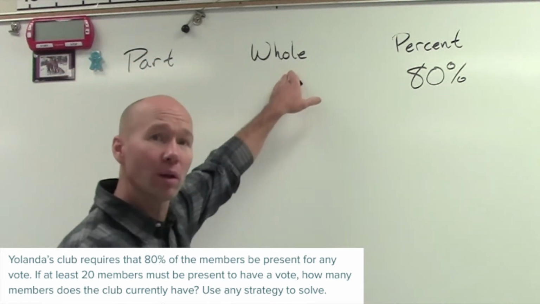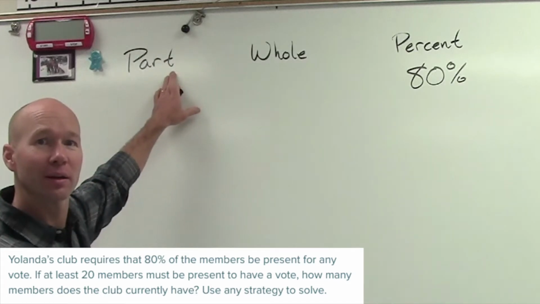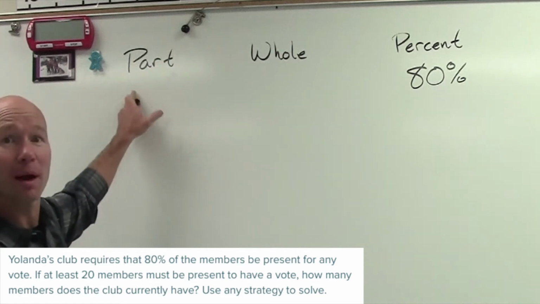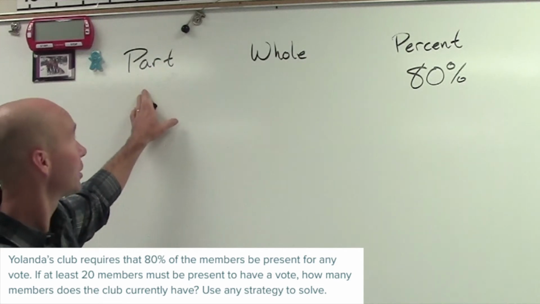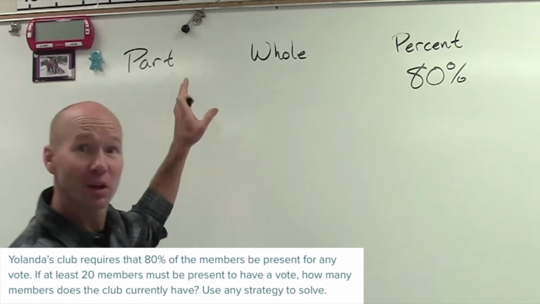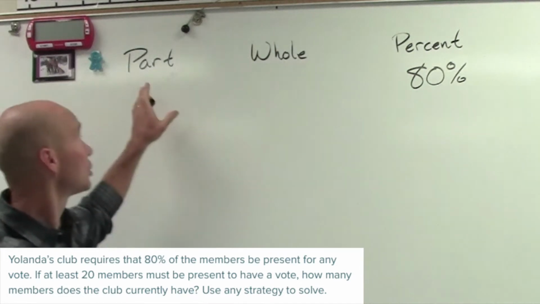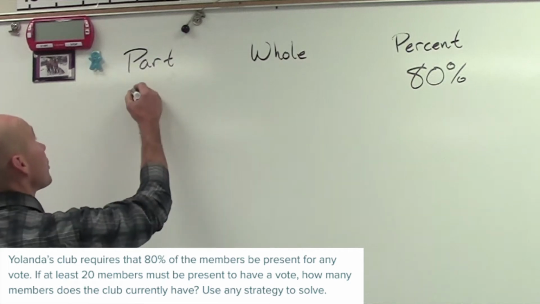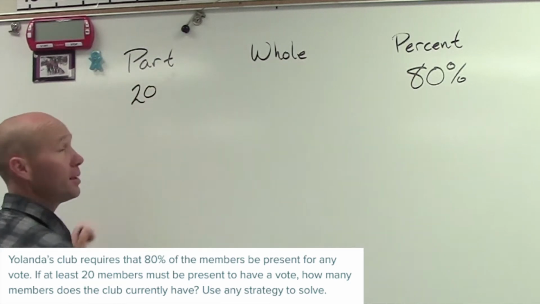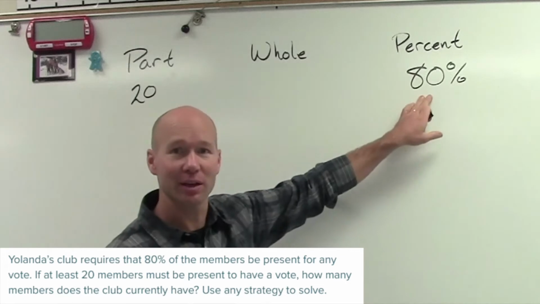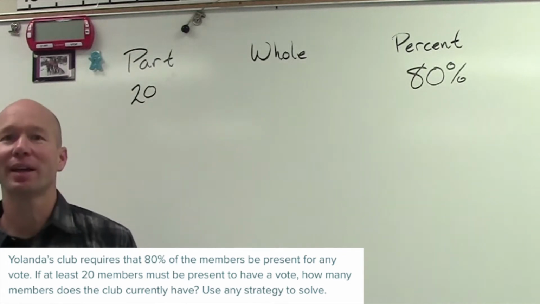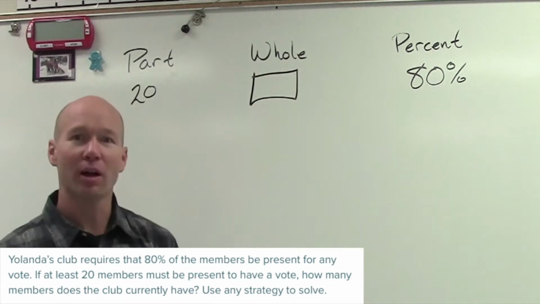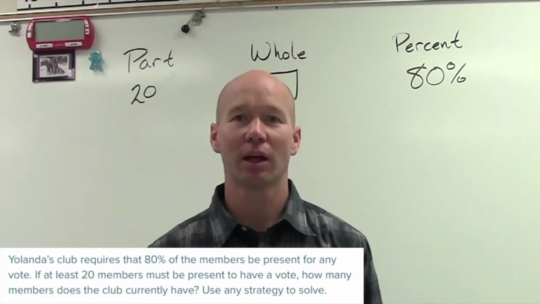Do we know the whole or do we know the part? Yeah, we know the part because it says if 20 members must be there in order to vote. Well, we know that they have to have 80% there and 20 members must be present. So that means that 20 members are the part. 20 members are the 80%. So what do we need to find out? We need to find out the whole. What is the whole amount of people in Yolanda's club?